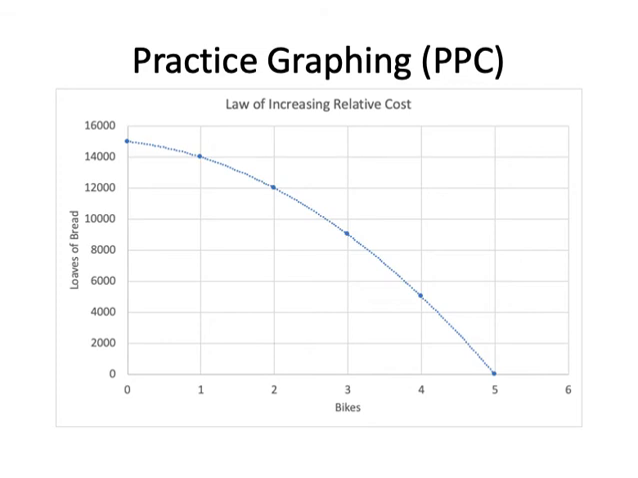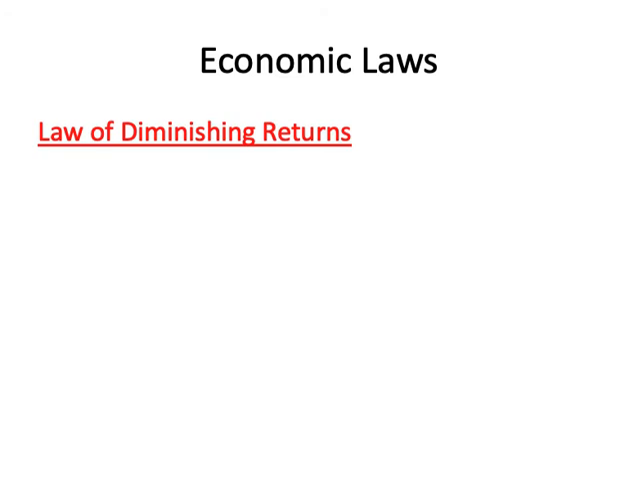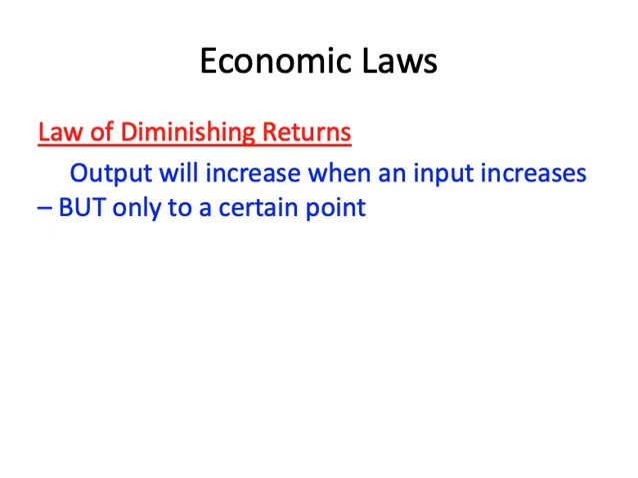All right. Next theory. The next economic law is the law of diminishing returns. So again, language should be fairly straightforward. Diminishing, kind of going down. Returns is like what you get out of it. Okay. So it states that output will increase. So this is my return. My output is my return. Output will increase when input increases, but only to a certain point.